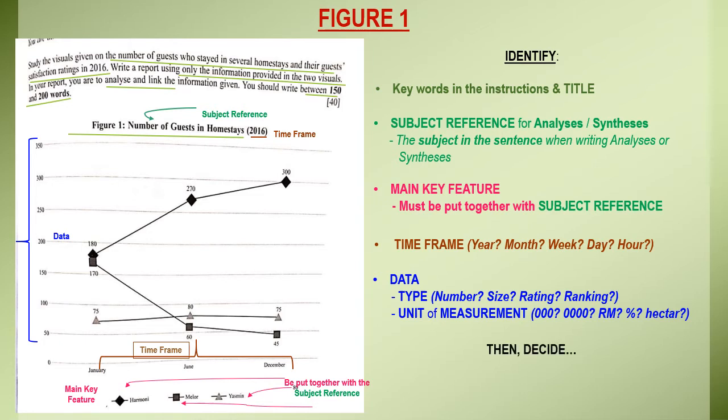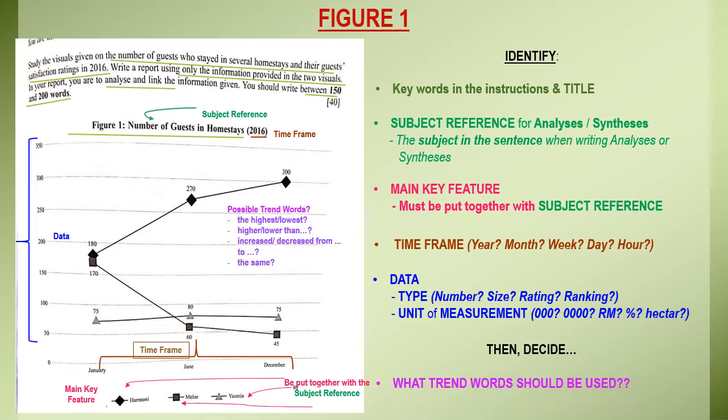The last thing you need to do is to list down possible and appropriate trend words or language of comparison you can use for the given visuals. A good strategy is to write down at least 4 to 5 trend words anywhere on the question paper before you start writing the report. You will have a clearer idea what analysis or synthesis to write. Here, in this question, the possible trend words would be the highest, the lowest, higher or lower than, increase from, to, or decrease from, to, and the same.